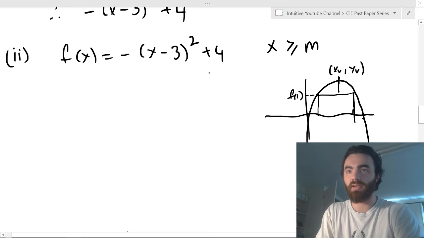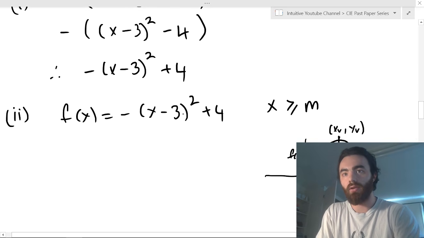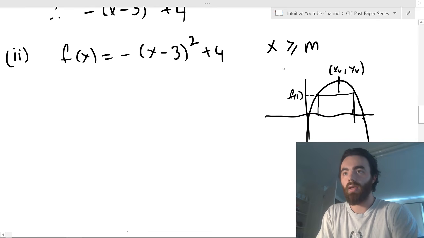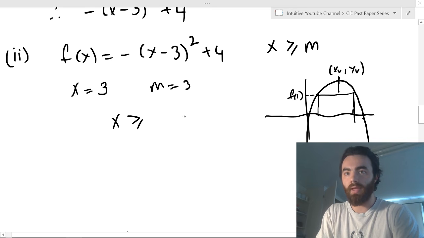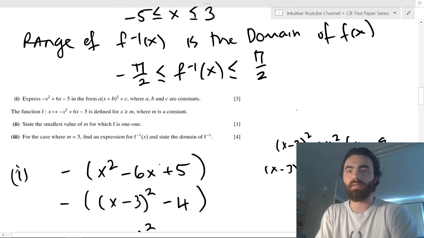So what's the vertex point? Well, the vertex point occurs when x equals 3, because that makes f of x at its greatest. So that means our m is 3. So it's 1 to 1 for x greater than or equal to 3. Hope that makes sense.